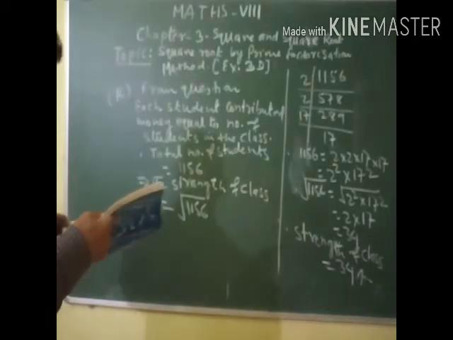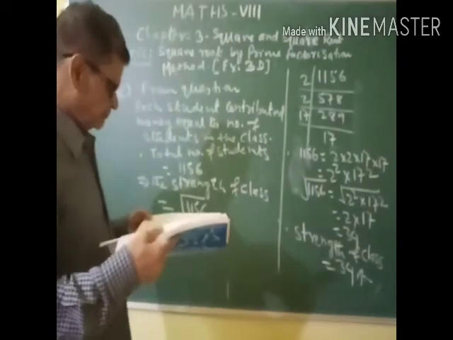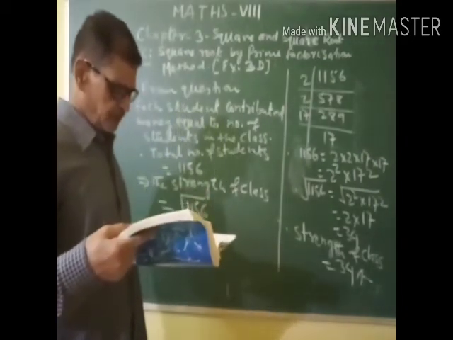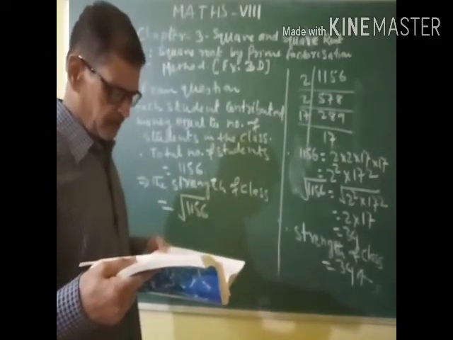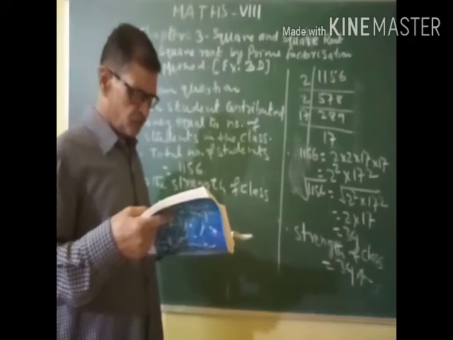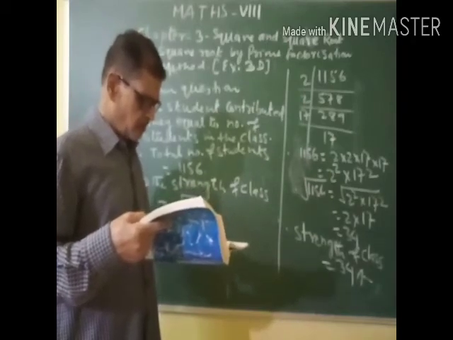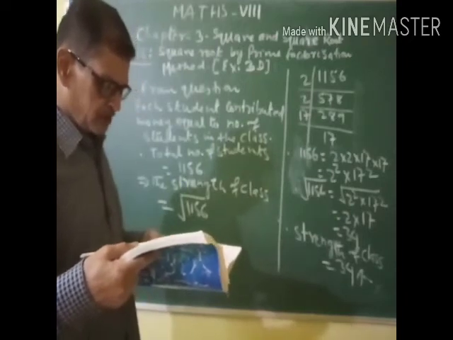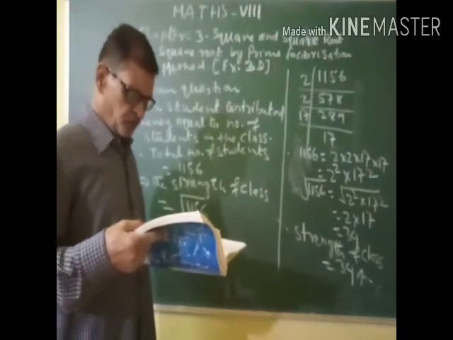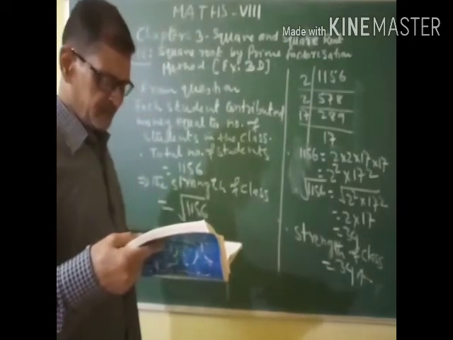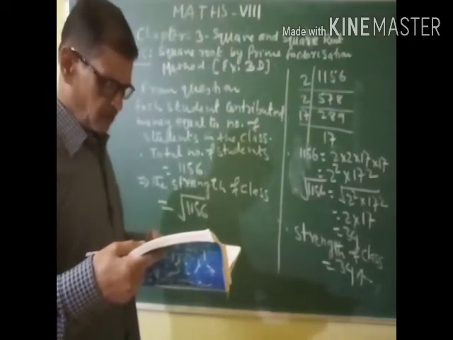Now come to question number 16. I am reading the question. The students of a class arranged a picnic. Each student contributed as many rupees as the number of students in the class. If the total contribution is rupees 1156, find the strength of the class.